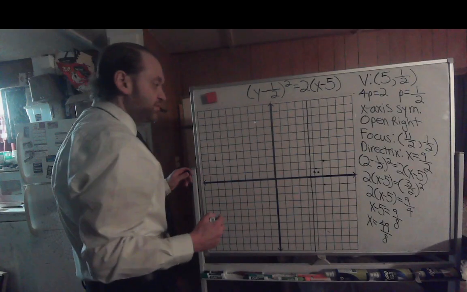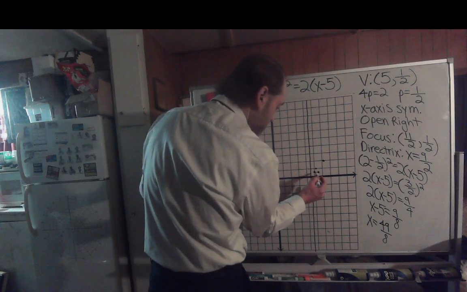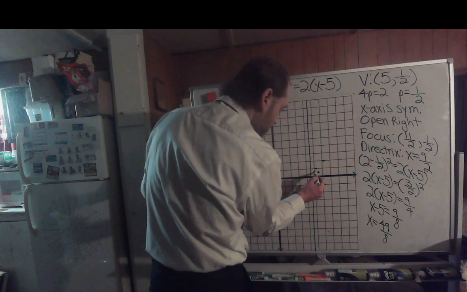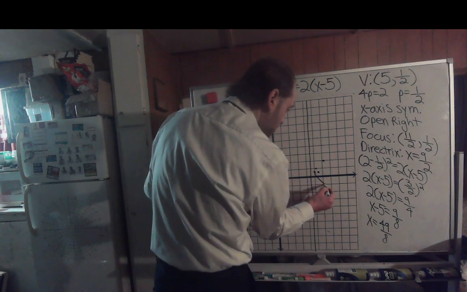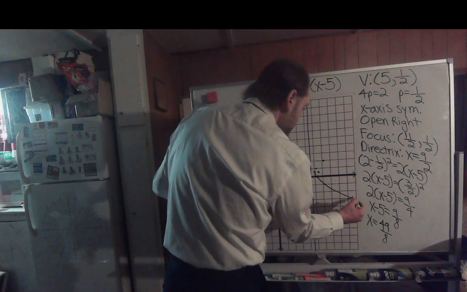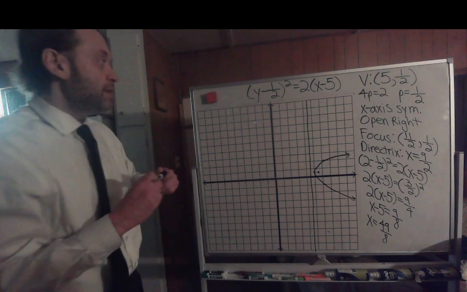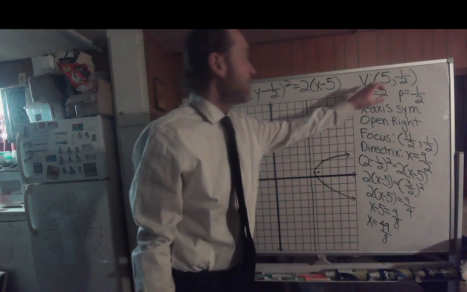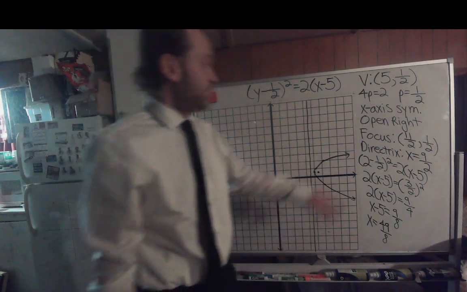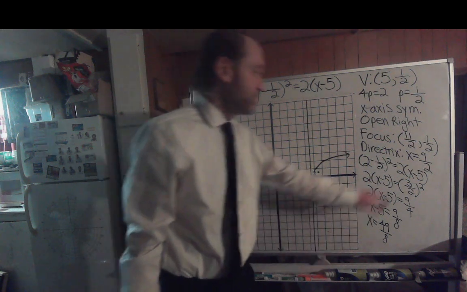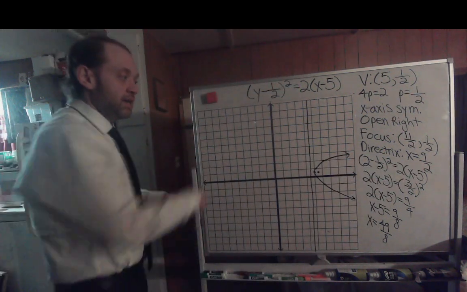I think we have sufficient points now to go ahead and plot this, to draw this. So let's go ahead and draw this parabola here, and voila, there is your parabola with the vertex at (5, 1/2), focus at (11/2, 1/2), and directrix at x equals 9/2.